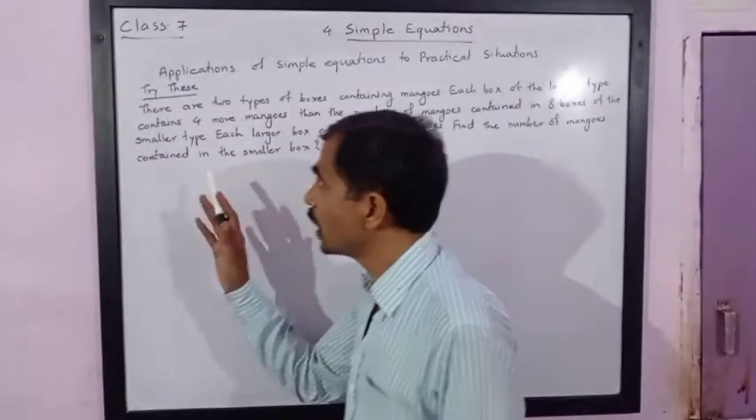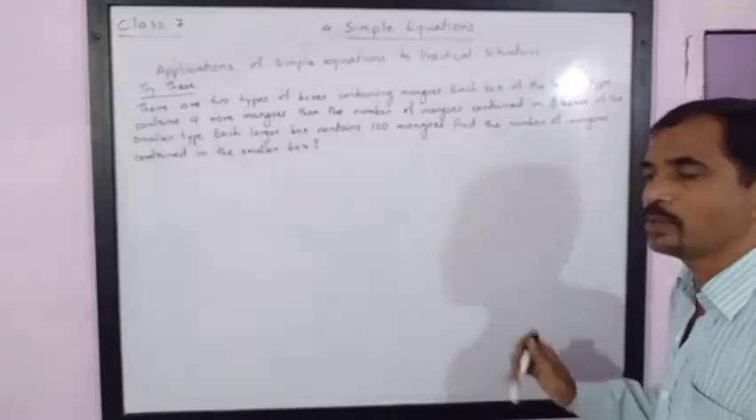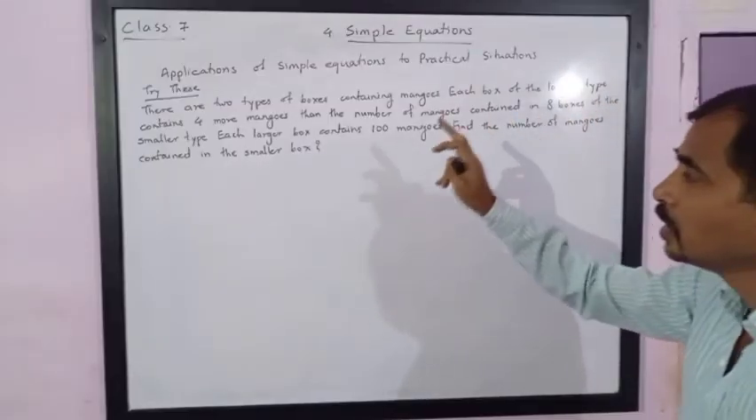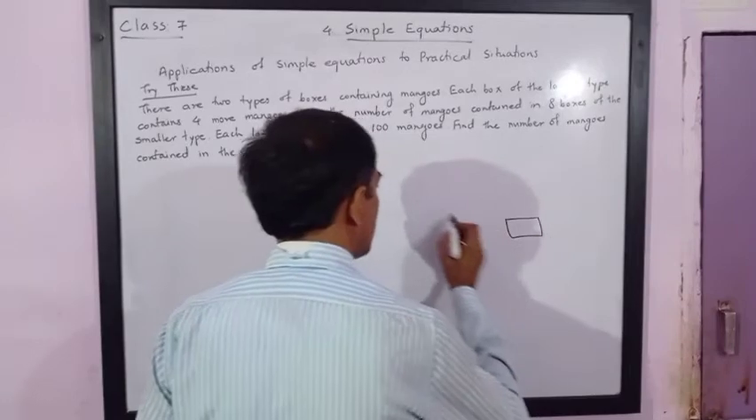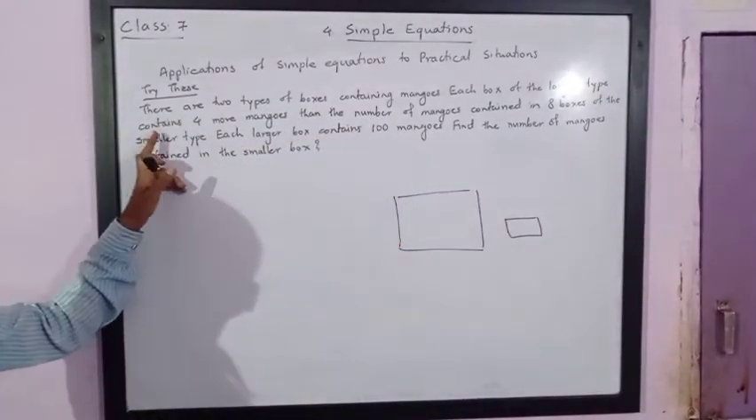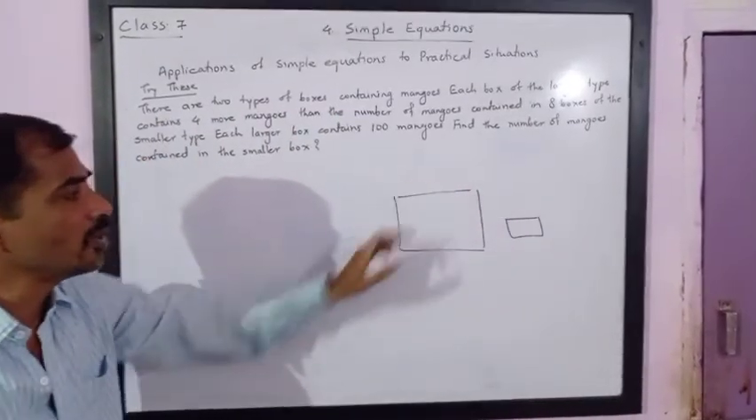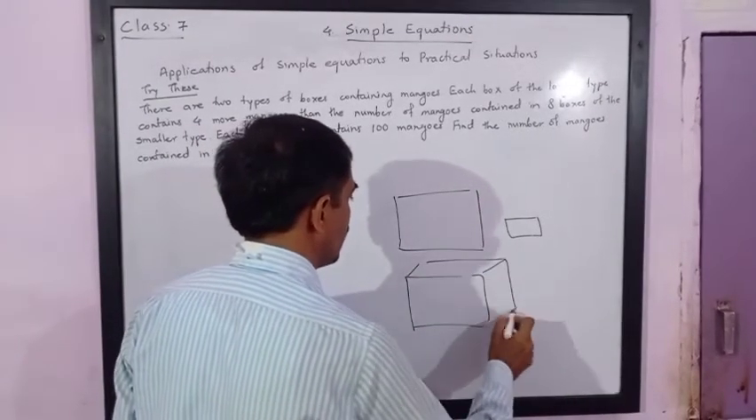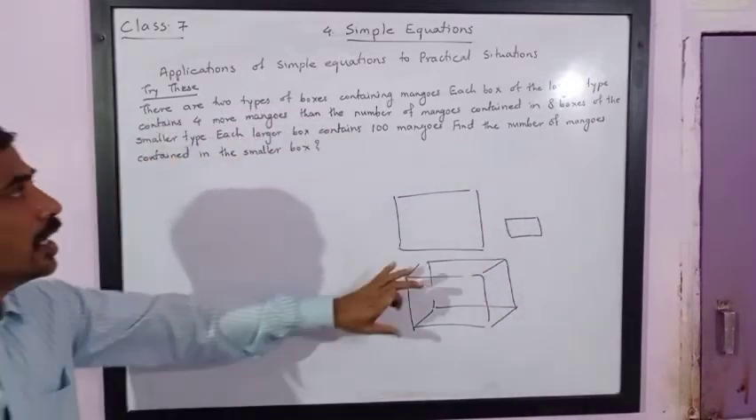Dear friends, let us try to understand the next question. There are two types of boxes containing mangoes. One is of smaller size and the other is of larger size. I have not drawn the boxes 3-dimensionally. We can draw 3-dimensionally, but then it will become complicated to understand. So I am drawing 2-dimensionally so that it will become clear.